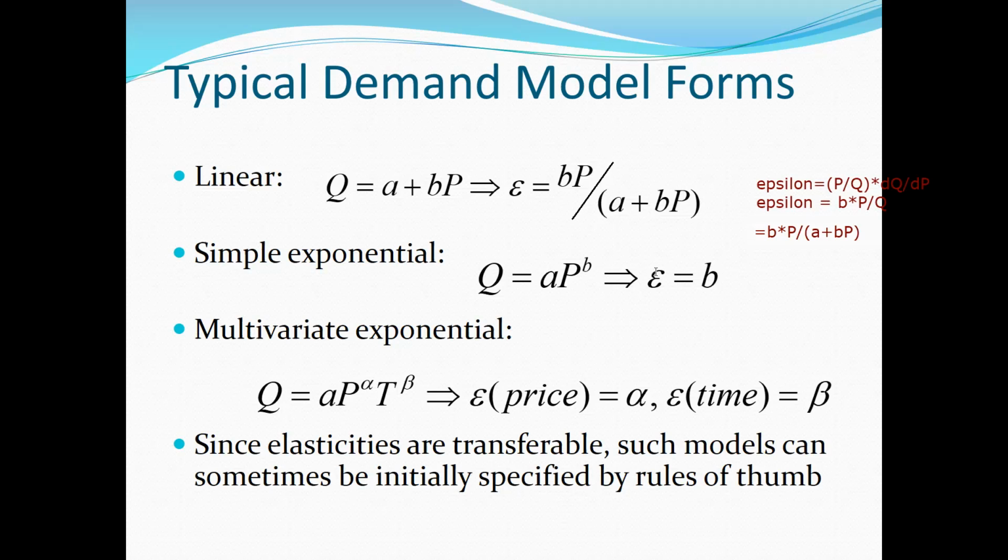You could also have multivariate exponential functions. Q equal to A times P raised to power alpha, T raised to power beta. So you could have a sensitivity to the price, but you could also have a sensitivity to the travel time. So alpha would be called the elasticity with respect to the price, and then beta will be called the elasticity with respect to the travel time. Elasticities are transferable. You can think of these as an initial rule of thumb. These are good models to use when you're trying to solve some problems, and you'll see some examples of that in your homework.